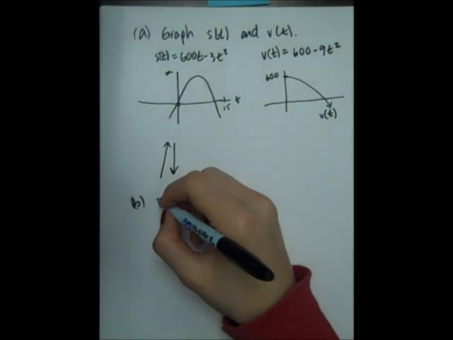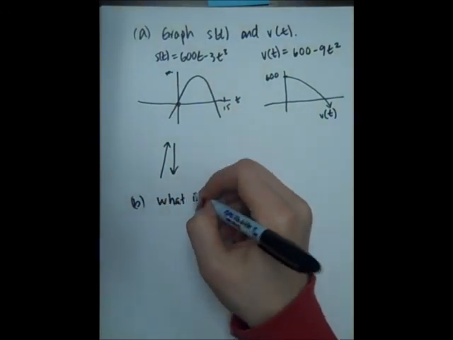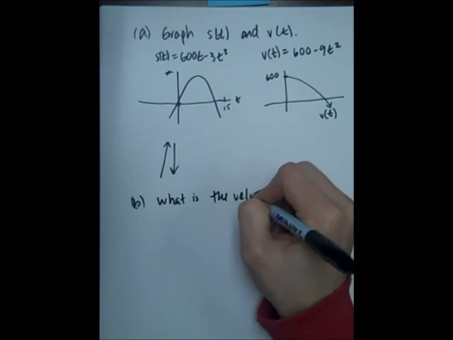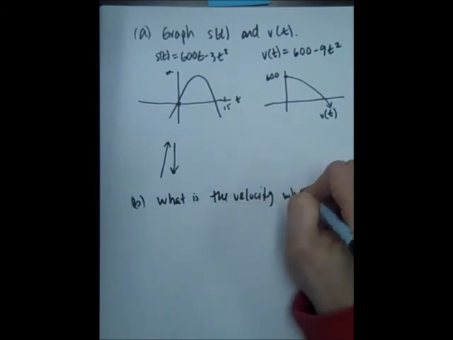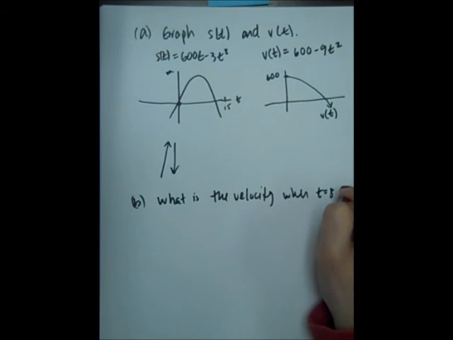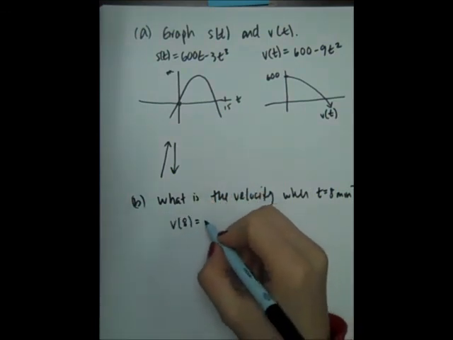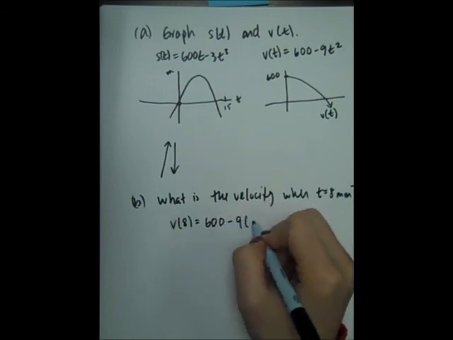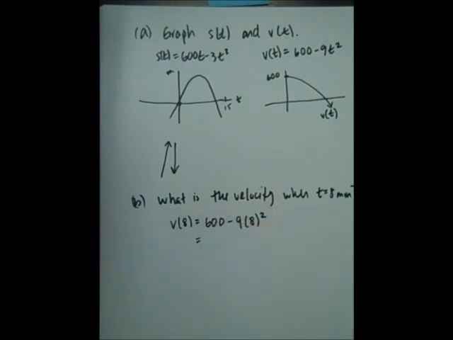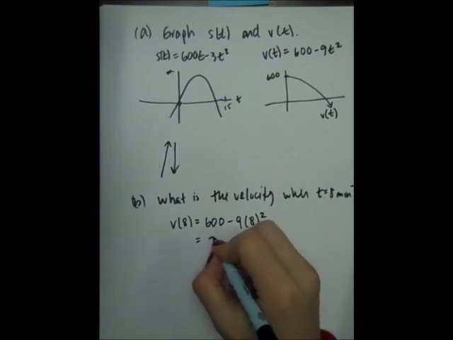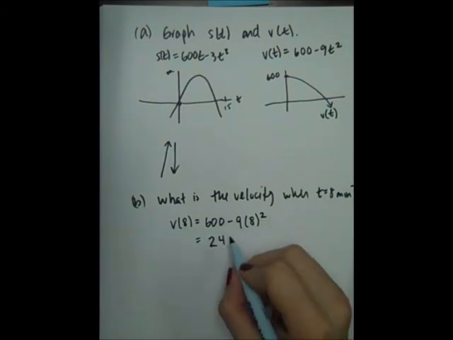Part B of this, what is the velocity when t is equal to 8? Remember, this is in minutes. So if I want the velocity when t is equal to 8, all I have to do is plug 8 into my function. So I'll get 600 minus 9 times 8 squared. And what is 600 minus 9 times 8 squared? Let's plug that into our calculator. So we'll get 24.